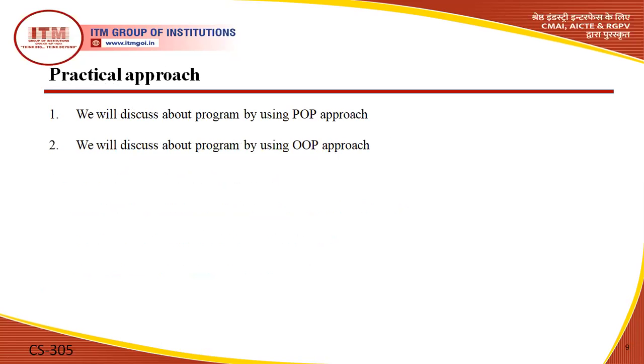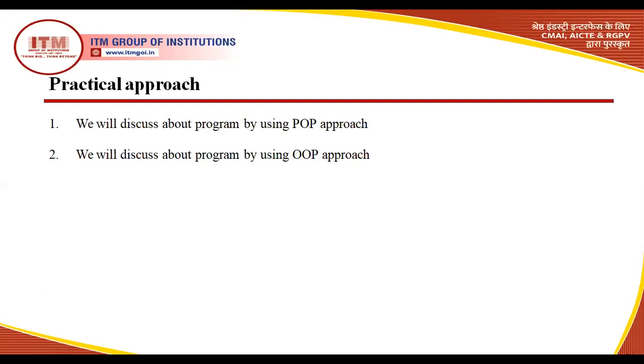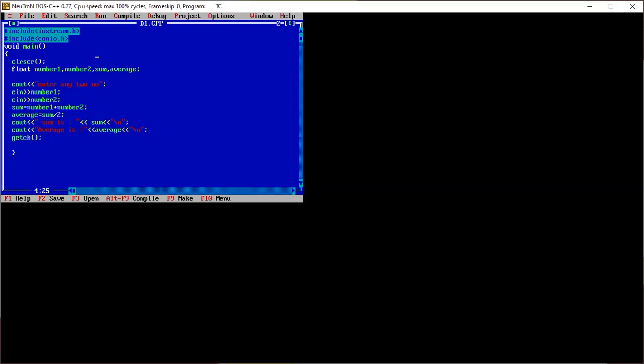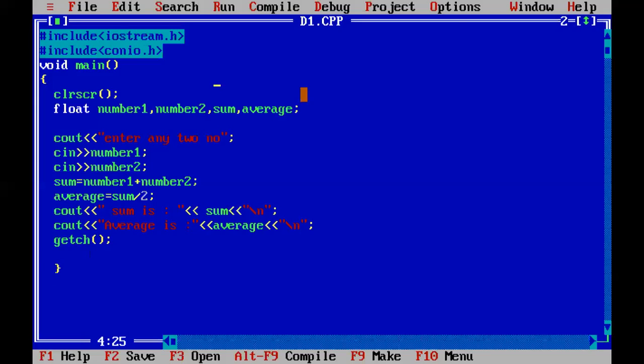Now students, we have a practical approach here. We'll discuss a program using the procedural oriented approach, and then we'll discuss a program using the object oriented approach. So students, I have a small discussion about a program which is totally related to the practical approach. I have a program for you which totally depends on procedural oriented programming. So here we can see how procedural oriented programming can be used.